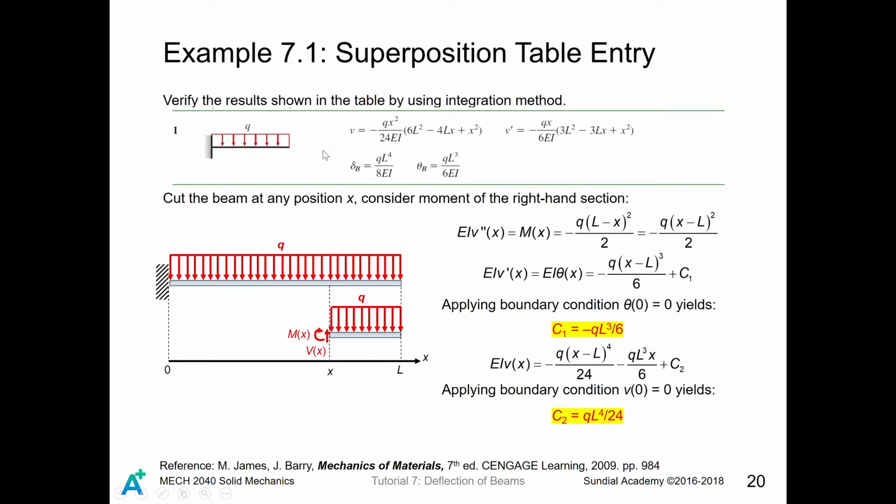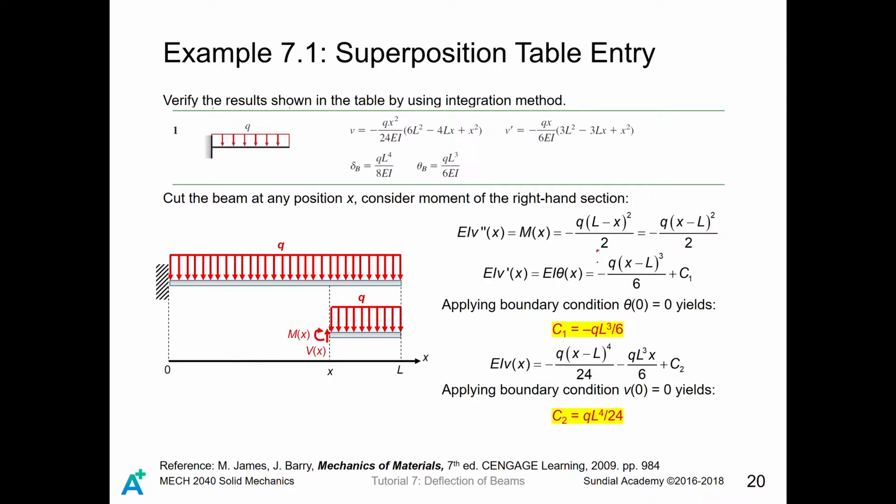So to verify this entry, first we start from the moment inside the beam. We cut the beam at an arbitrary position x. Then we take the right hand side beam and we take the moment inside. Then the moment will become something like this. Since in this tutorial we are talking about the beam deflection, I try to skip those things faster than in previous tutorials. After you get the moment, you do some mathematical integration.